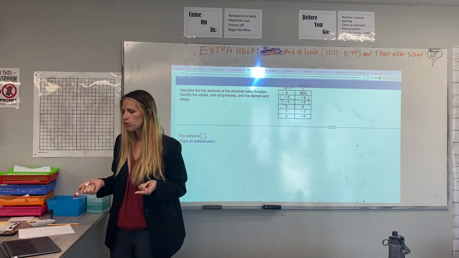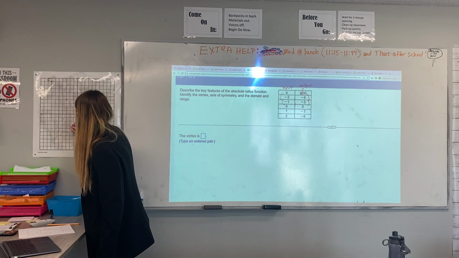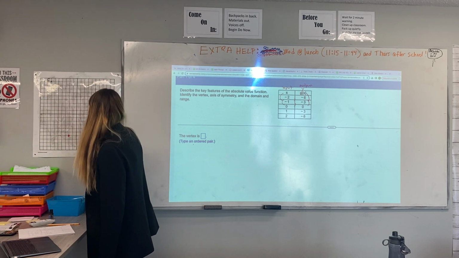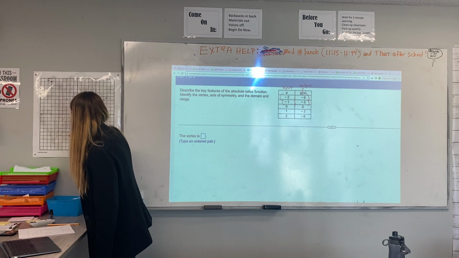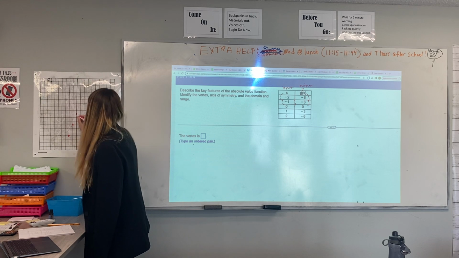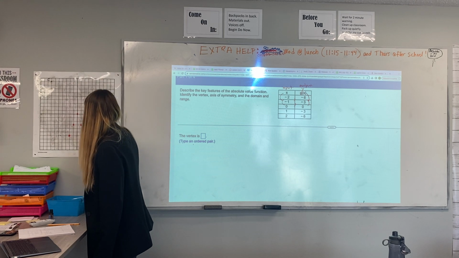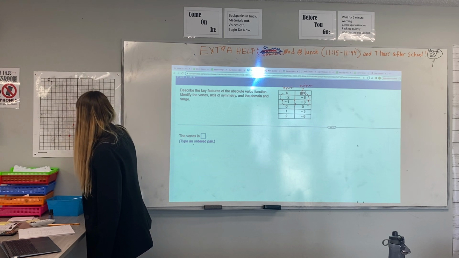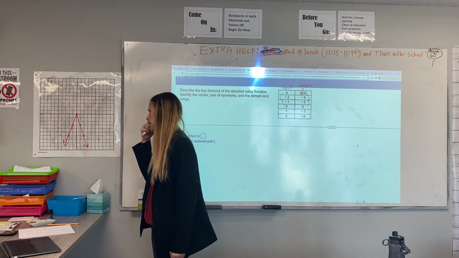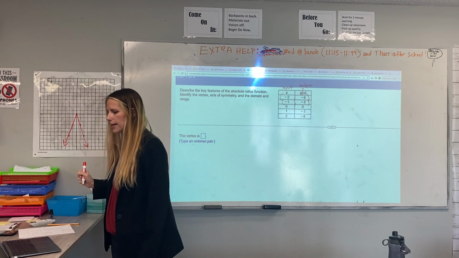Okay, so I'm going to go ahead and graph it. My first coordinate pair is -2, -6. -2, 1, 2, 3, 4, 5, 6. Then I have -1, -3. Then I have 0, 0. Then I have 1, -3. Oh, it looks like a Christmas tree. And then I have 2, -6. And then I connect my dots, and I have my Christmas tree. I should have used a green marker. Okay, so I have my absolute value function, and it says describe the key features.